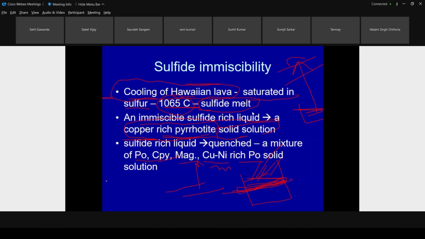So when the magma is inside, it was sending only silicate, silicate, silicate to the surface. Suddenly, at a particular stage, the magma became very rich in sulfide. That means the magma was undergoing some process, liquid immiscibility, and a separate layer of sulfide magma formed. Is it right?